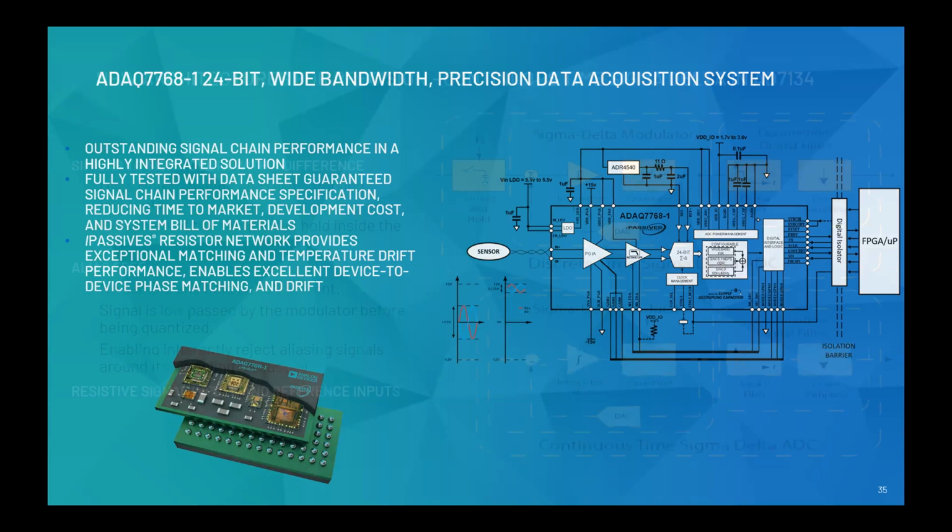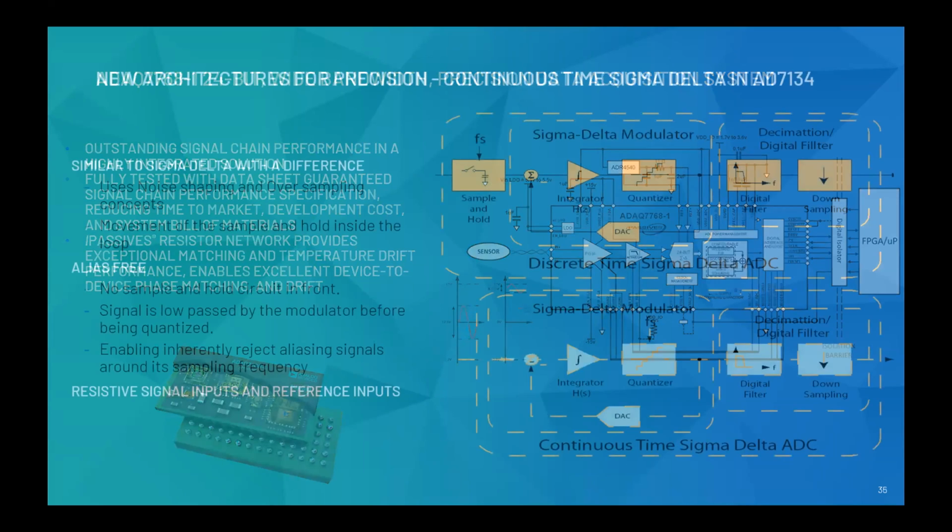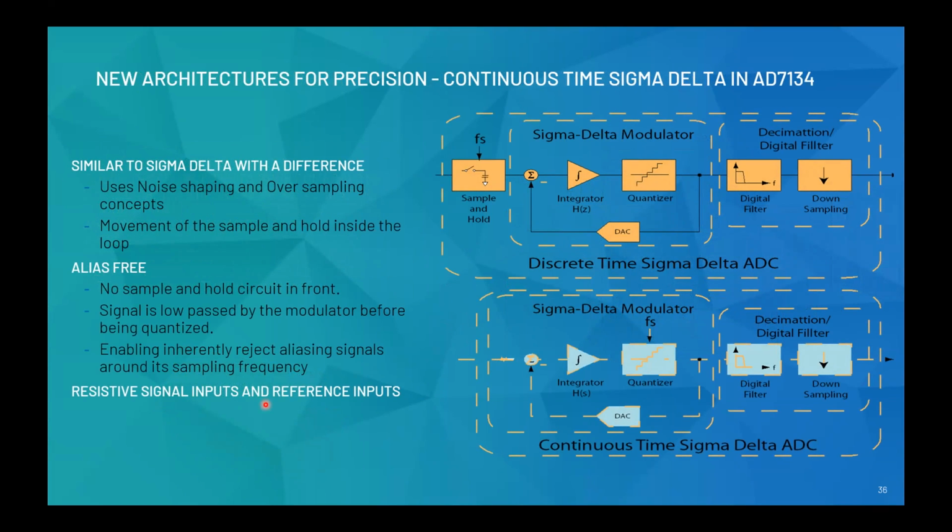Right. So the second type of tangent, as I would call it, or new trend at ADI that we are taking, is even in terms of architecture, right? Solving problems inherently using some of our newer architectures. One of them is the continuous time sigma delta architectures that we are bringing in on some of our ADCs. The main difference with regards to the sigma delta ADC that I spoke about earlier is that the sample and hold circuit, which is a switch capacitor type of input, is moved to a later stage inside, right?